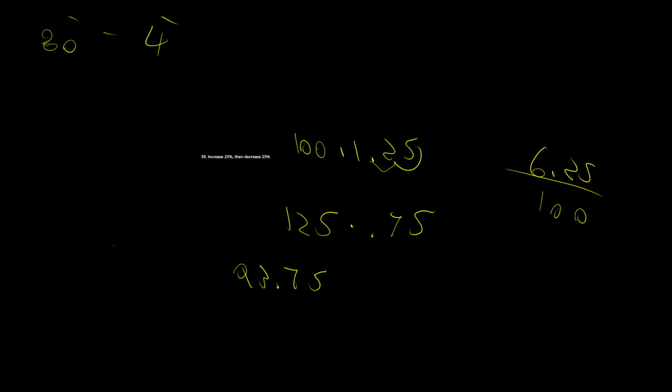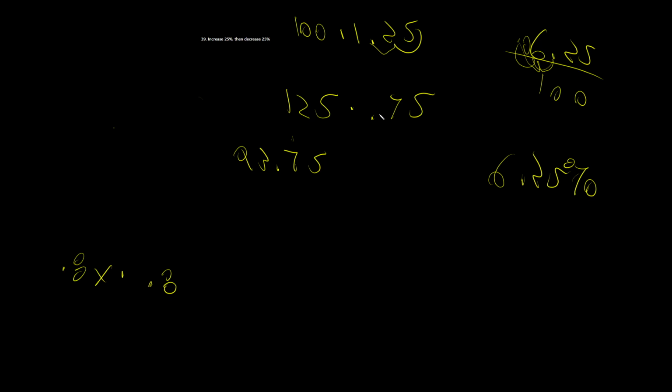Okay, so we're gonna have this, and then we know it decreased because this is less than our original. So this is gonna get moved back twice, but then to get a percentage out of a decimal, we're just gonna times it by 100. So we get 6.25% total. Okay, decrease.